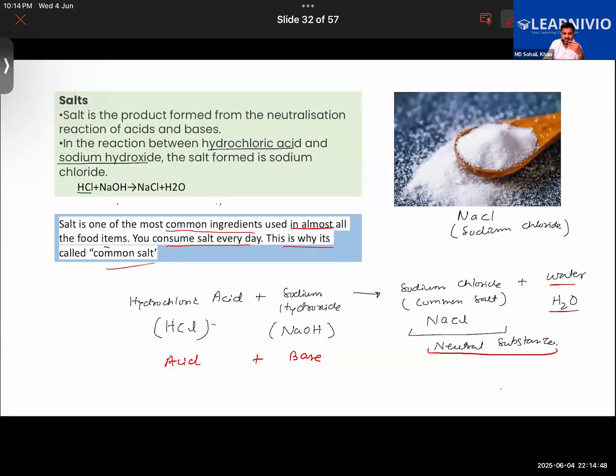Although salt is of different types, like black salt, pink salt, and the white salt, that is common salt, all of them are consumed. Like Himalayan pink salt, I think you were talking about Himalayan pink salt, Halima. Although all of them contain a little bit of variation, the flavor is different. The flavor of black salt is different from the pink ones and the white ones.